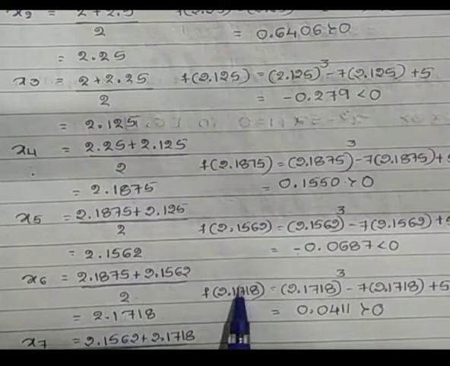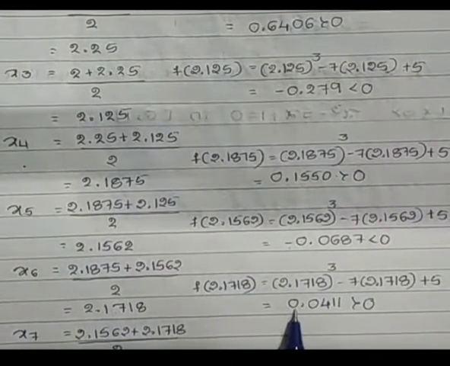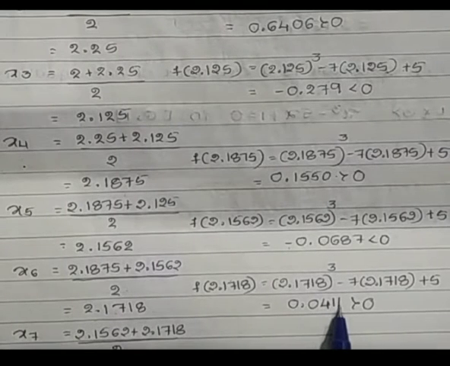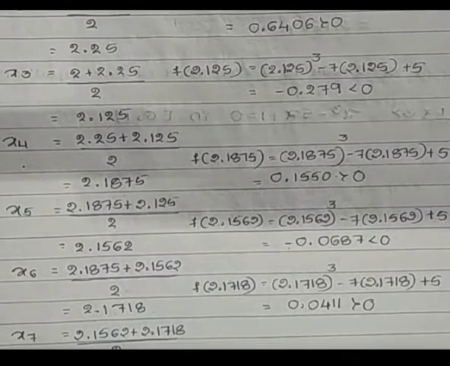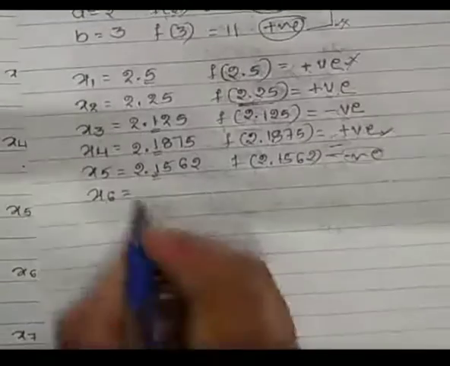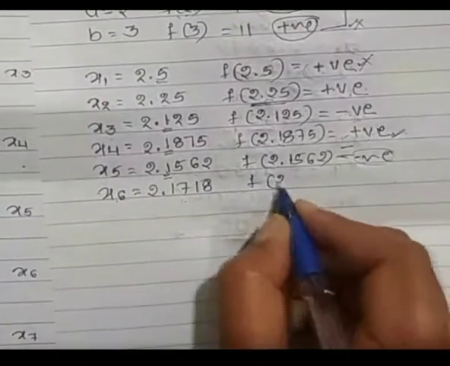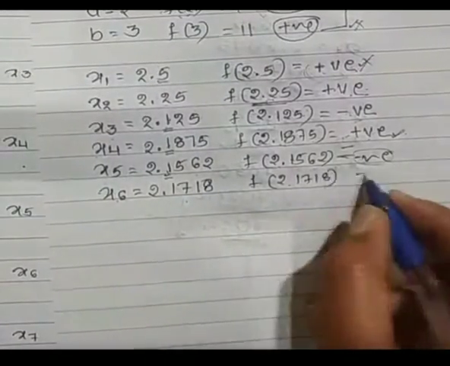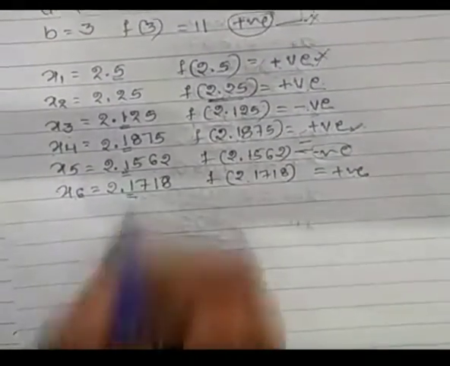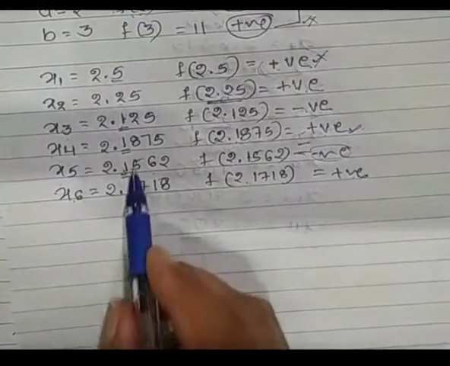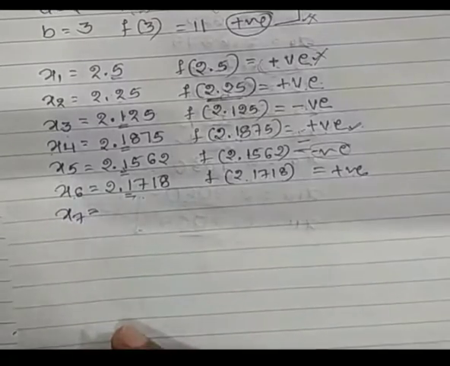Substitute this one in the function, simplify it, then we are getting the answer 0.0411, which is greater than 0. So x6 is 2.1718. For this we are getting a positive value. Still you can observe only the first decimal is the same, not the second one. Go for x7 and continue the process.